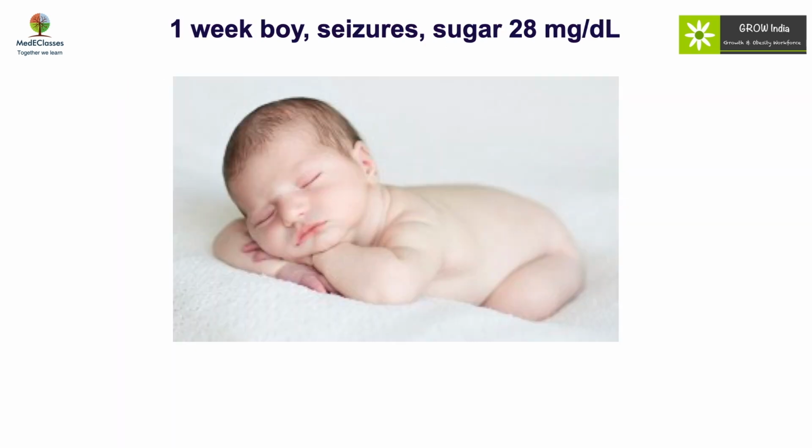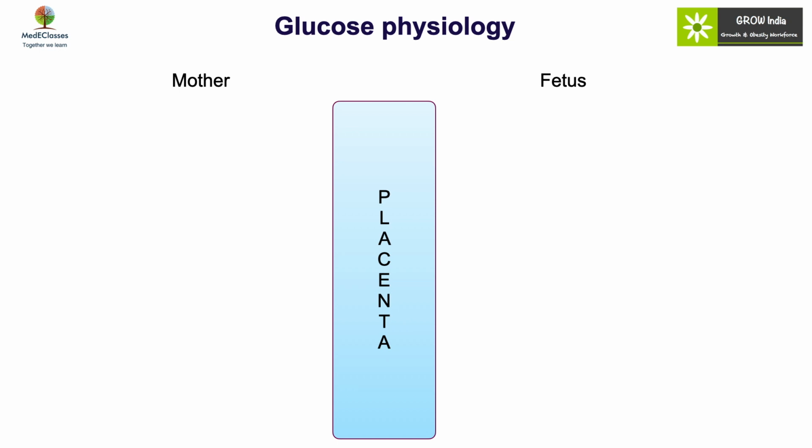So we'll start off with the first case, a 1-week-old boy with seizures, sugars of 28 milligrams per dL, and this is a common consideration: what to do, whether to evaluate, when to evaluate, how to evaluate. And to understand that, we need to have a basic understanding of glucose physiology.